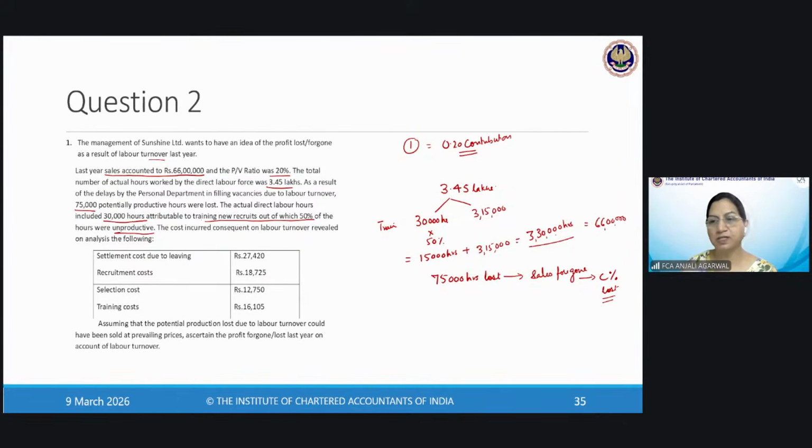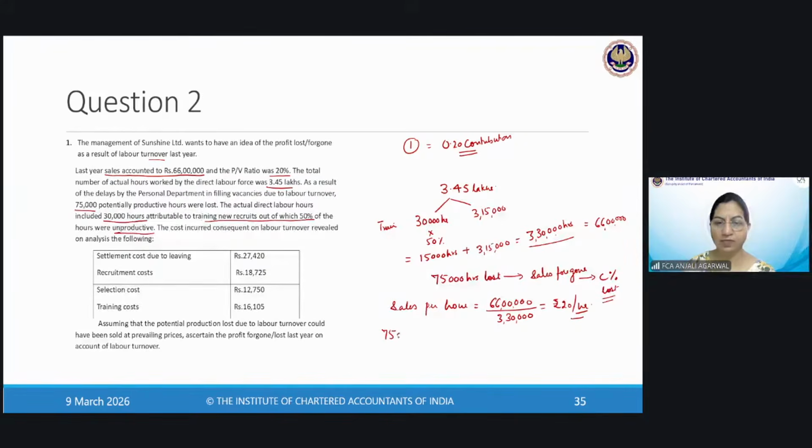So now the question is simple. You will find out the sales achieved per hour. 66 lakh divided by 3,30,000. So rupees 20 per hour. So for every hour, you generate a sale of 20 rupees, and 75,000 hours are lost.